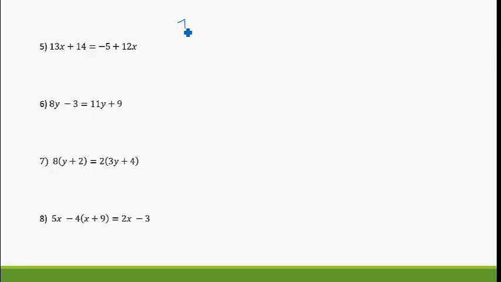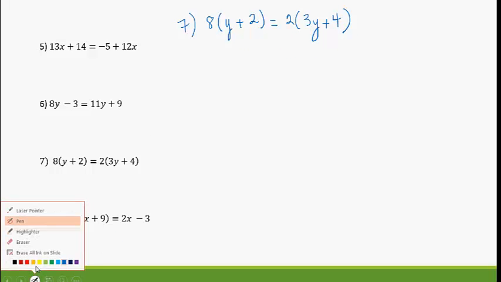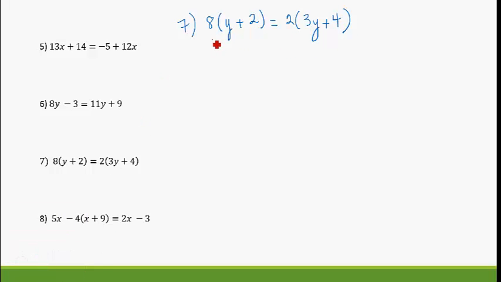For problem number 7, we have to clean up both sides, simplify both sides. We cannot combine like terms, cannot perform the operations inside the parentheses, so here we need to distribute. So when I distribute, this is going to be 8y plus 16 equals 6y plus 8.